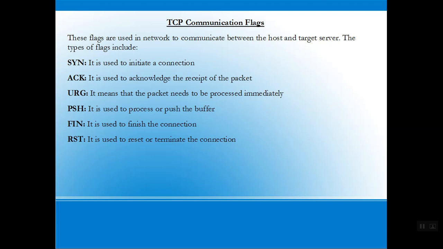Now to understand the various methods of scanning, we should first know how communication takes place between the host and the target. For this purpose, we take the help of TCP communication flags. Now there are 6 TCP communication flags: SYN, synchronize, which is used to initiate a connection; ACK or acknowledge, which is used to acknowledge the receipt of a packet; URG or urgent, it means that a packet needs to be processed immediately; PSH, push, it is used to process or push the buffer; FIN, finish, it is used to finish the connection; and RST, reset, is used to reset or terminate the connection.